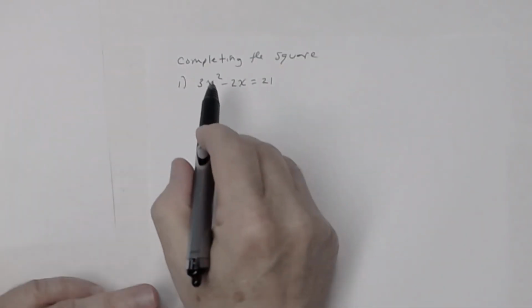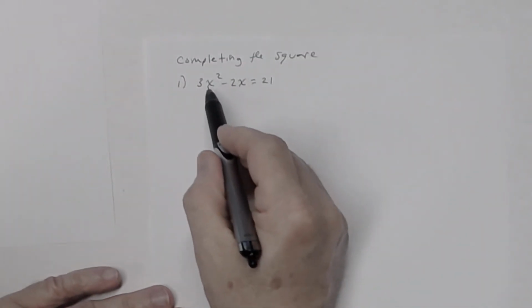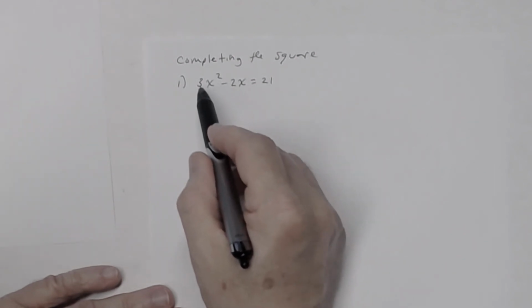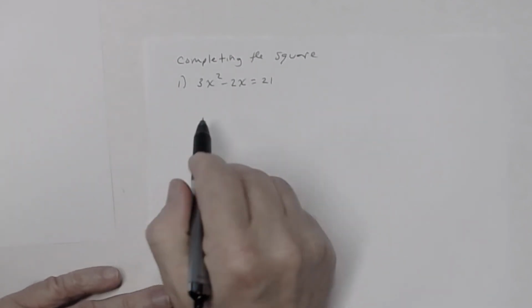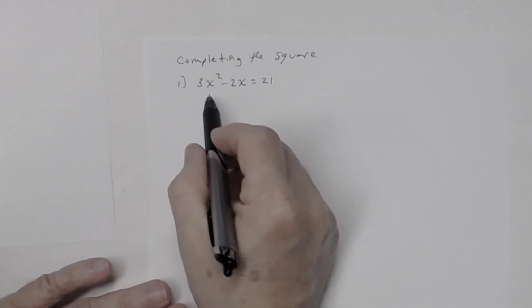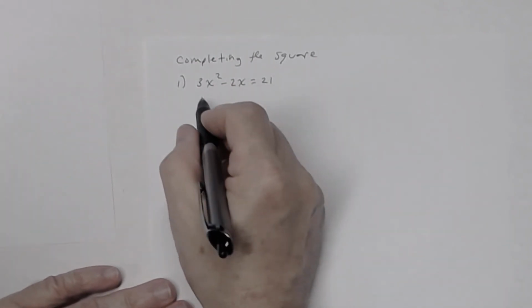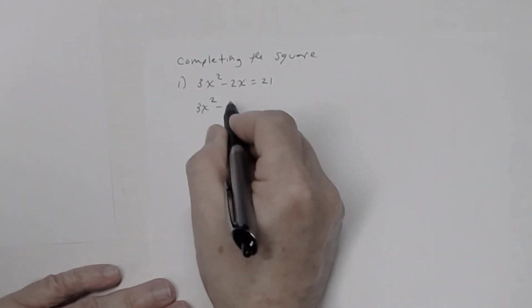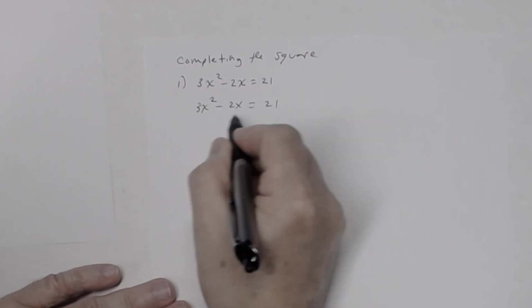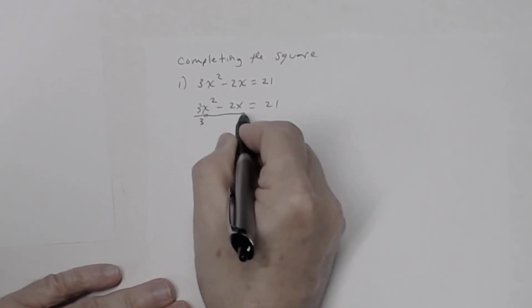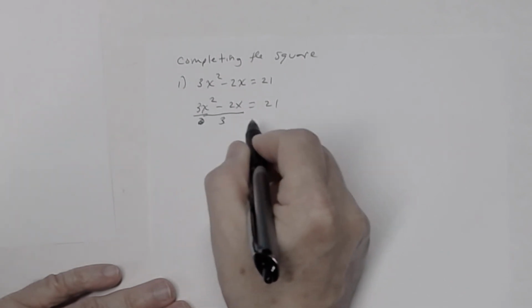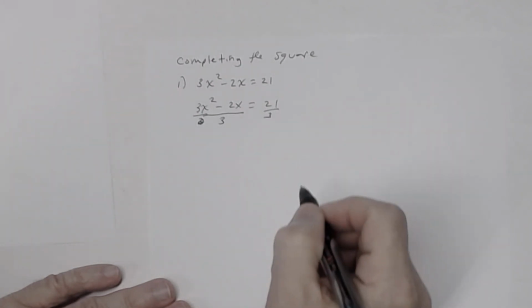That's going to be step one, because notice that in this quadratic equation, x squared has a coefficient of 3. So we're going to go ahead and divide both sides by 3. Let me rewrite this over. Remember, what you do to one side, you have to do to the other. So the left side by 3 and the right side by 3.